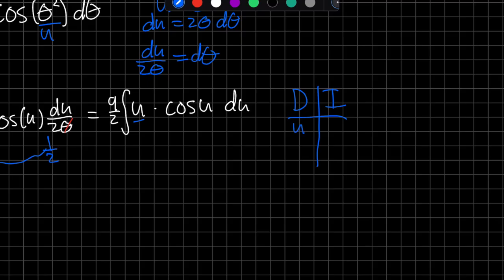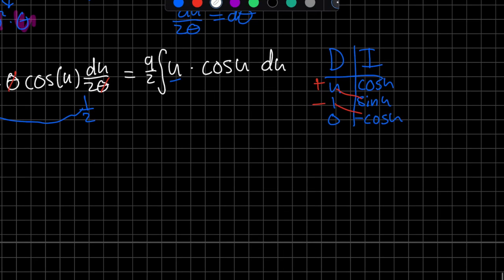So we have u, derivative of u is 1, 0. Then we need to do cosine u, integrate that. We have sine u, integrate that, we have negative cosine u. Remember, plus, minus, multiply across. It's the same process every single time.